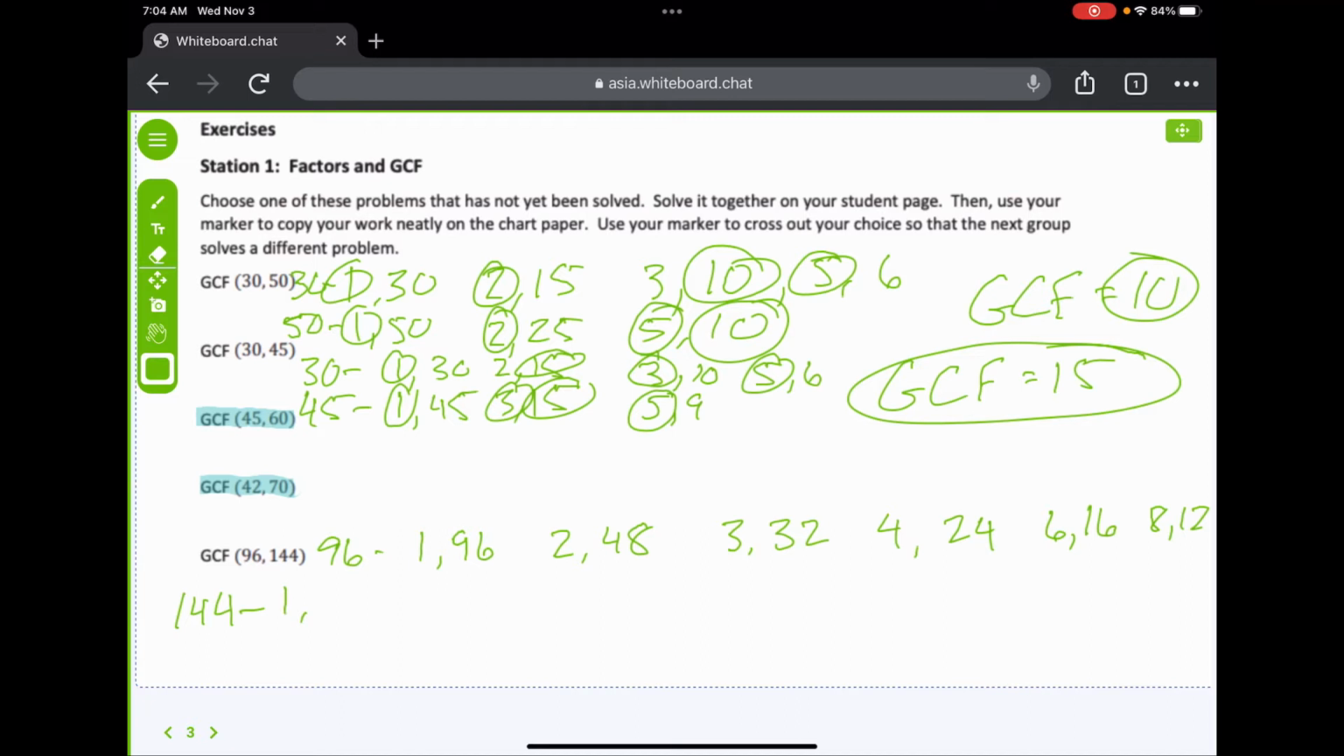Well, we have 1 and 144. 2 and 72. 3 and 48. 4 and 36. 5 won't work. 6 will work. 6 times 24. 7 won't work. 8 will work. 8 times 18. 9 will work. So 9 times 16.